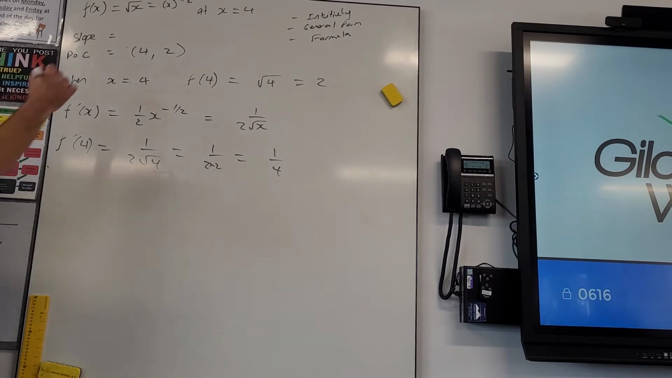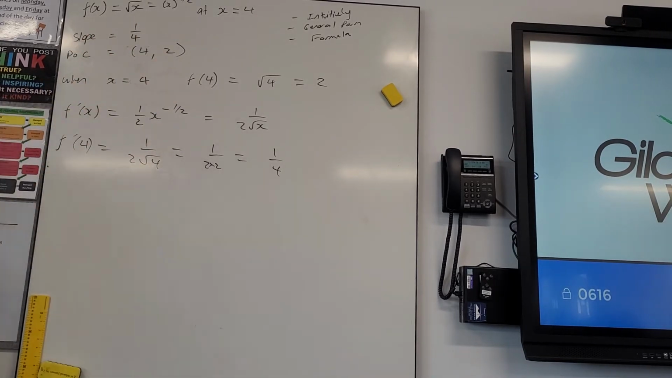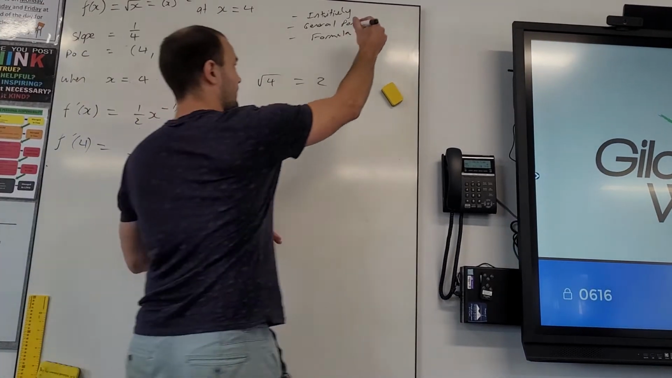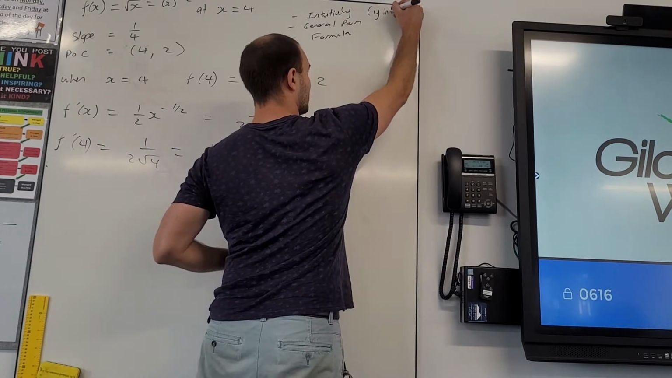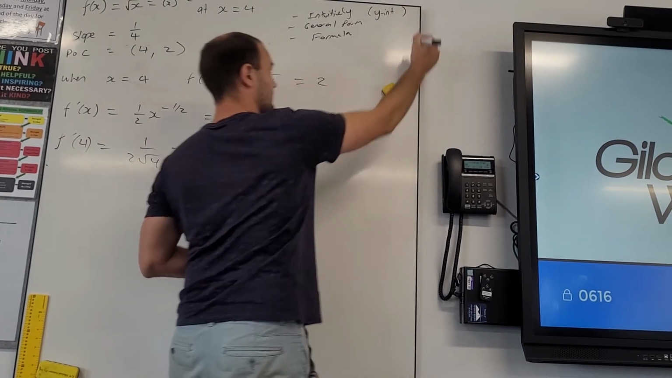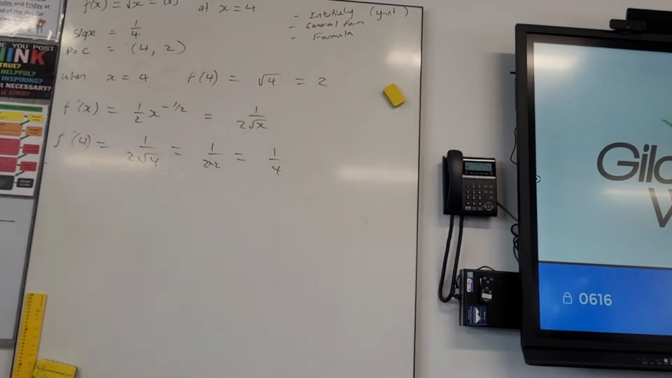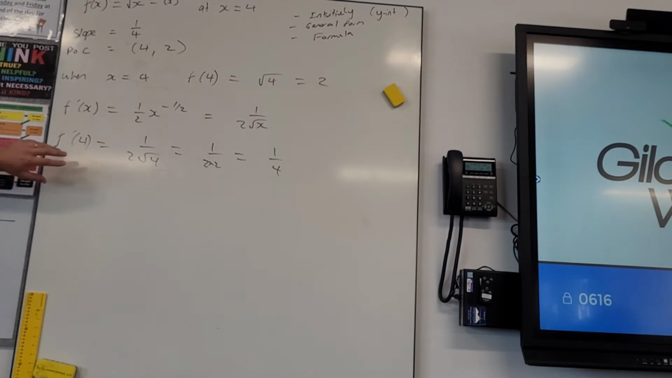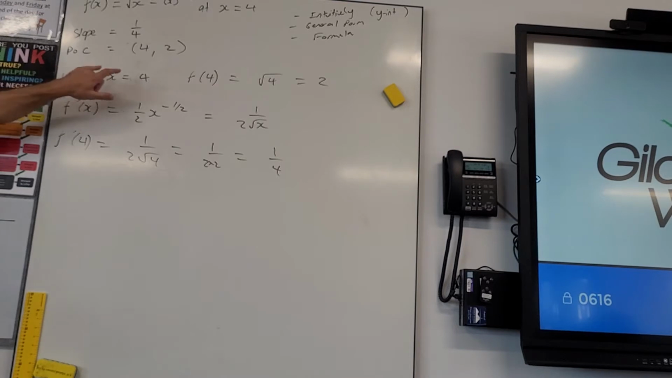So we've got our slope, and we've got our point of contact. What I've written up here as intuitively is how you find the equation of a line normally, so y-intercept form or general form. So let's find the equation of a line that has a slope of 1 on 4, and is going through this point.